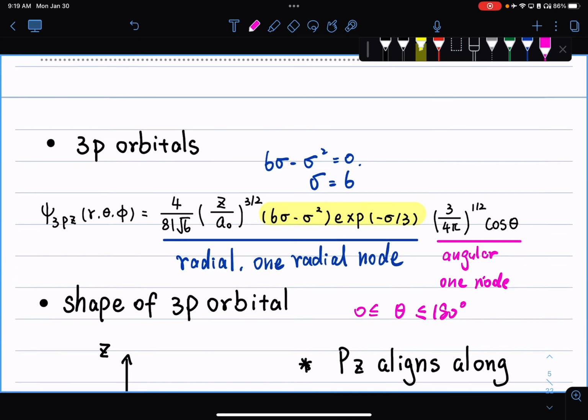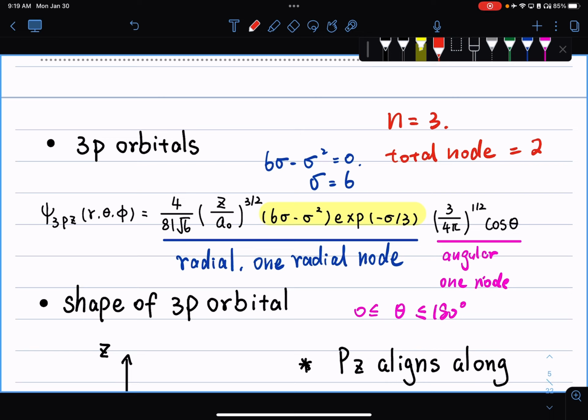So in total, look at it. We have n equals 3, and total nodes equals 2. So here is one of the very important rules we briefly mentioned last lecture, but I want to emphasize again. The total number of nodes in your atomic orbital always equals n minus 1. That's taking into consideration both angular and radial nodes. So for n equals 3, we have a total of 2 nodes.